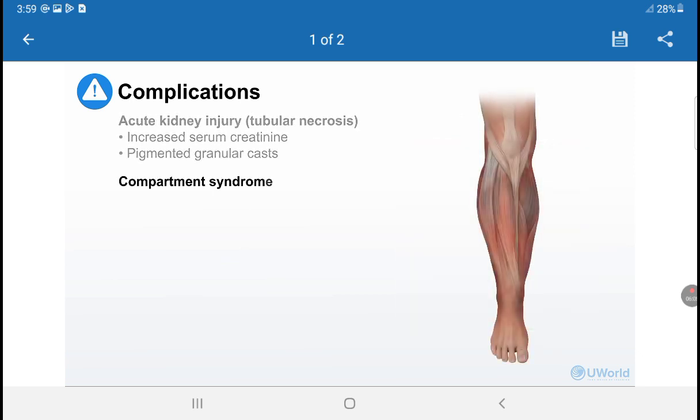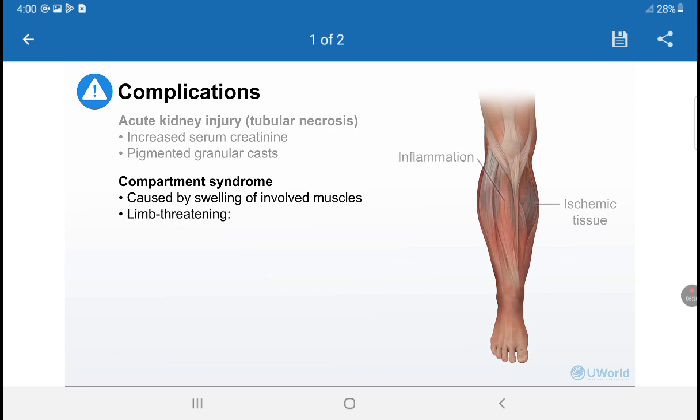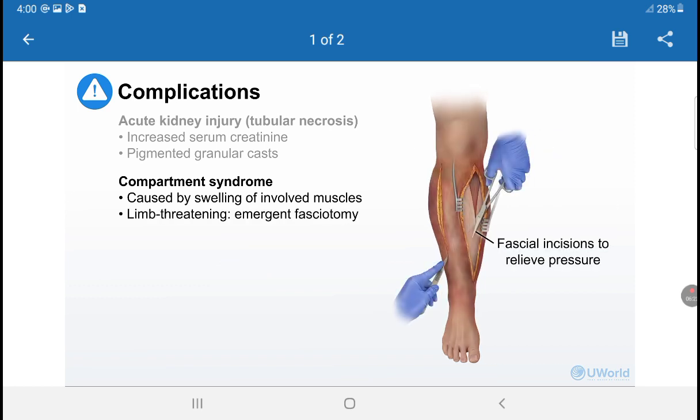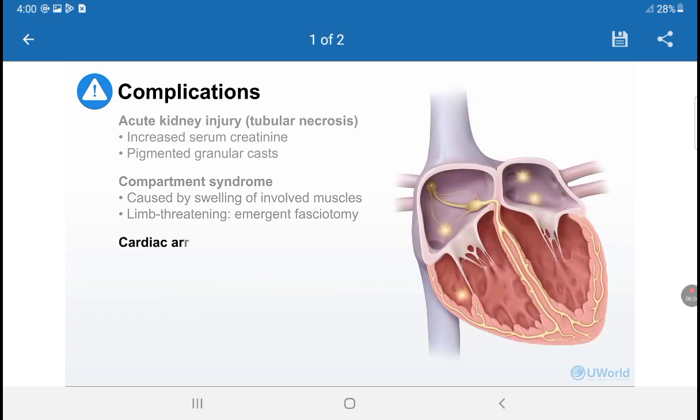Compartment syndrome can also occur in the involved muscle areas due to inflammation and third spacing of fluids. This leads to increased pressure within the fascial compartment, limiting perfusion of the enclosed tissues, which can be limb-threatening if not treated with emergent fasciotomy. Cardiac dysrhythmias, and in extreme cases, sudden cardiac death, can occur due to the electrolyte imbalances associated with rhabdomyolysis, most notably hyperkalemia.